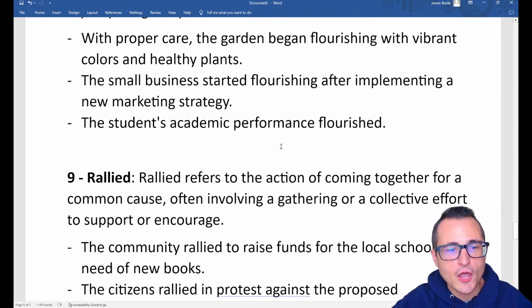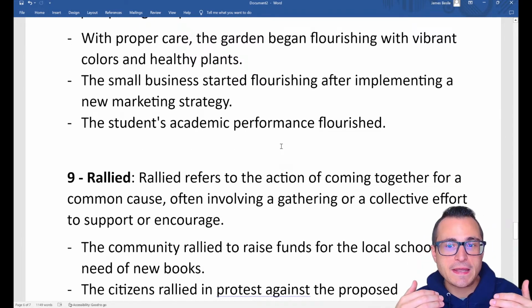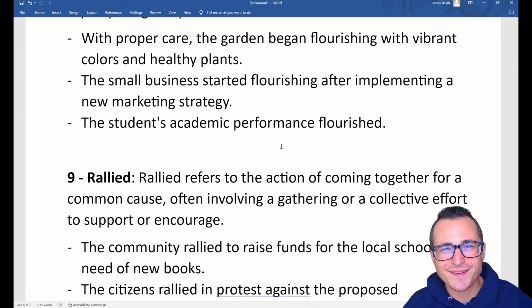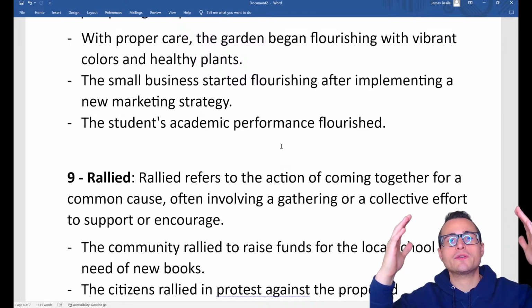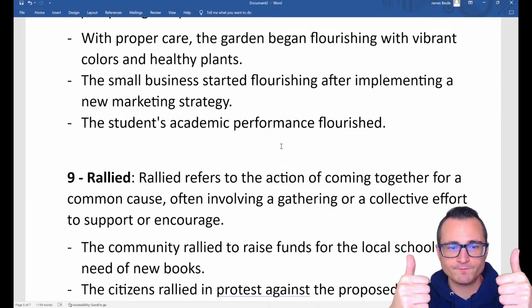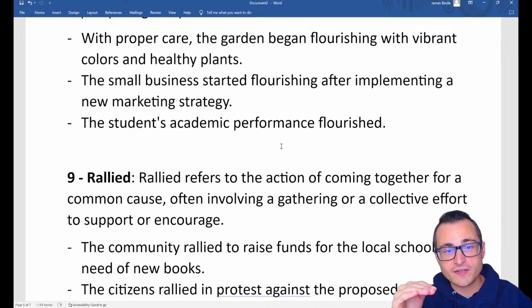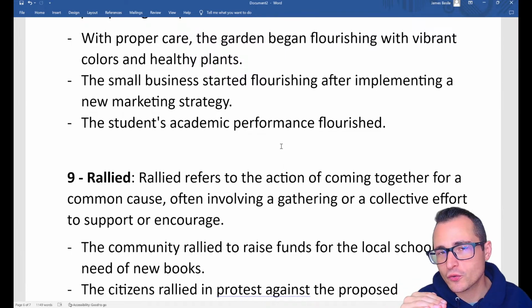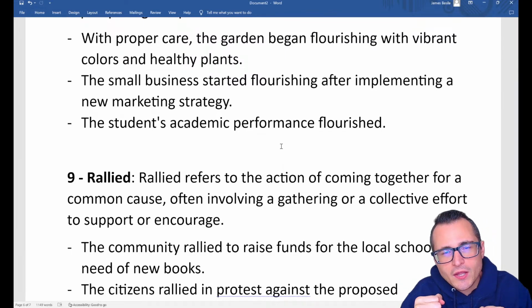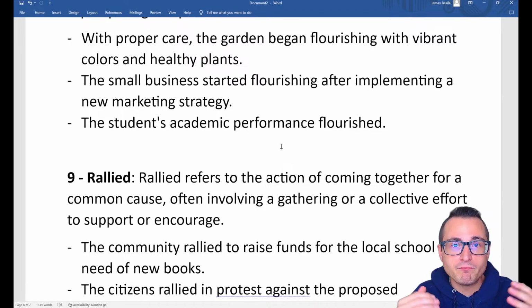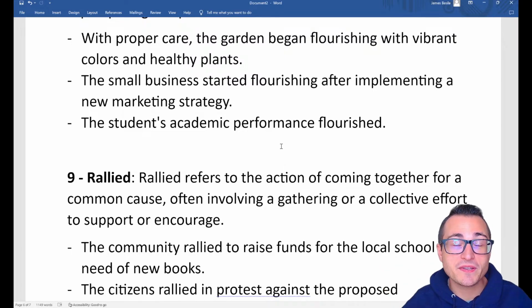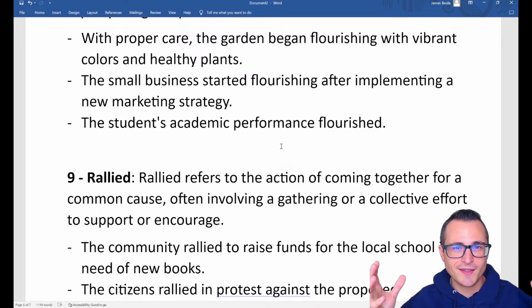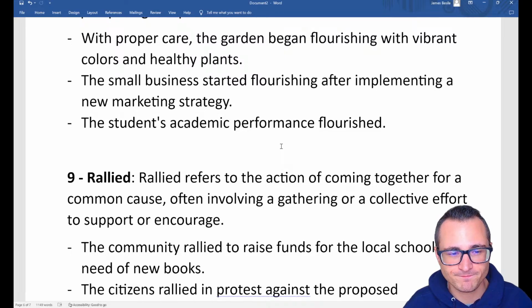Next sentence. The small business started flourishing after implementing a new marketing strategy. So, a business can flourish. It can do very well. Maybe a small business in the beginning does not flourish. Maybe they struggle to make a profit. But later, that small business can start to flourish and make a great profit.